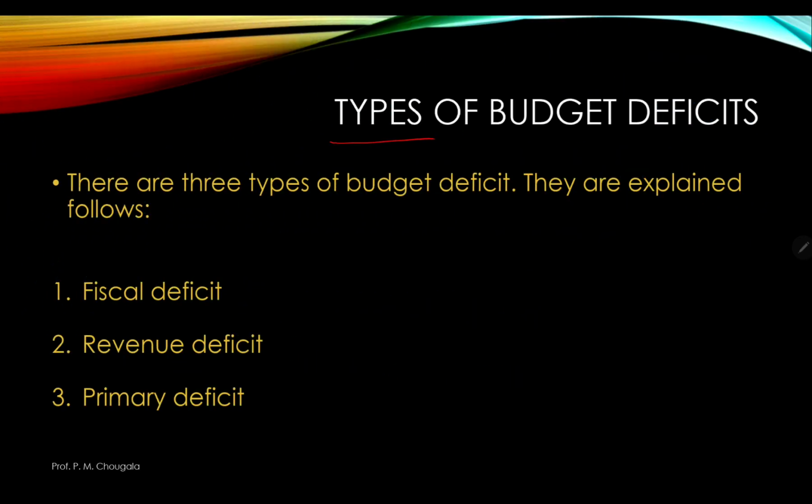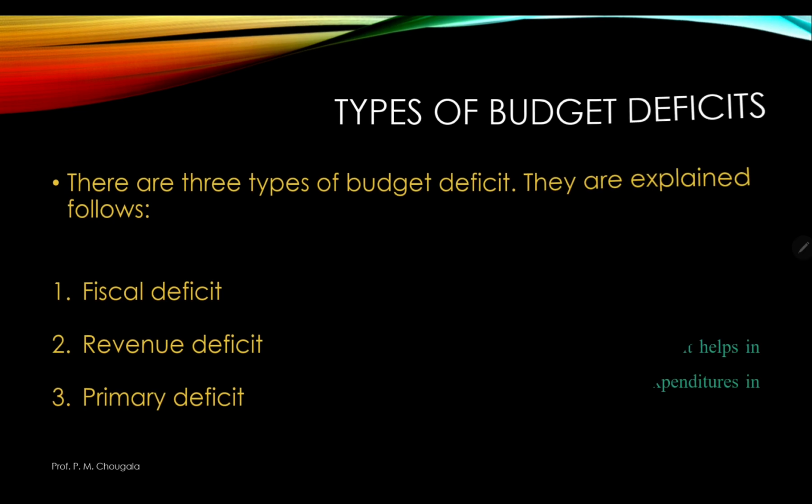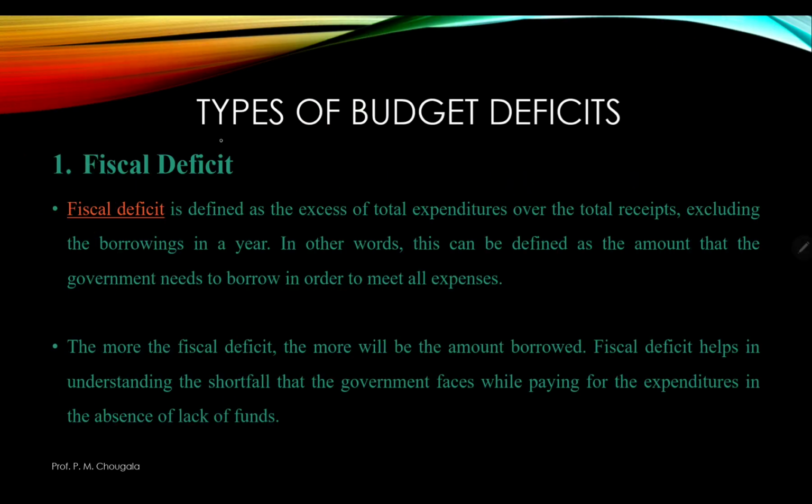So, types of budget deficits. Certainly there are three types of budgetary deficits. The first one is fiscal deficit, the second one is revenue deficit, the third one is primary deficit. So friends, we will go one by one. The first type of budgetary deficit is fiscal deficit.